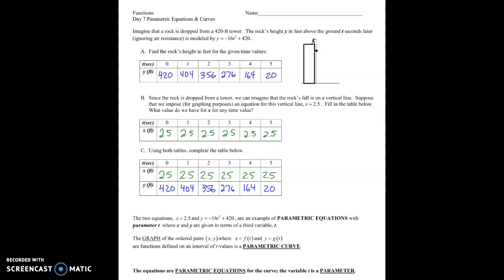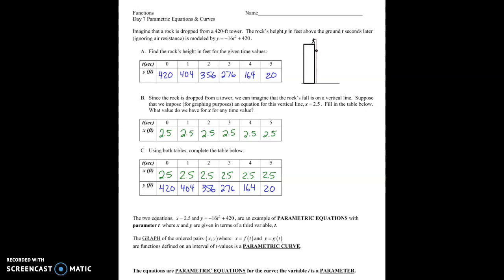These two equations are called parametric equations. Parametric equations are basically, you're given two equations, an x equals and a y equals, and both of those equations are in terms of a third variable t. Now for this example, the x equation did not have a t in it. That's okay. It's still a parametric equation.